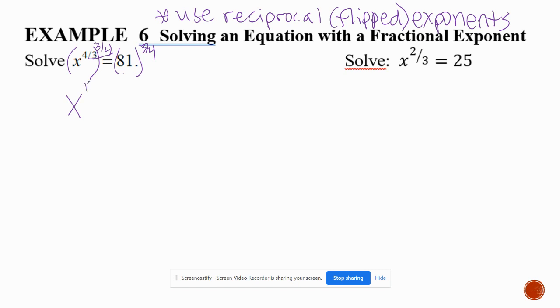4 times 3 is 12. 3 times 4 is 12. And 12 over 12 is 1. That's exactly what we're looking for. I can go over to 81 and type 81 to the 3/4 power in our calculator. And when I do that, I get 27.